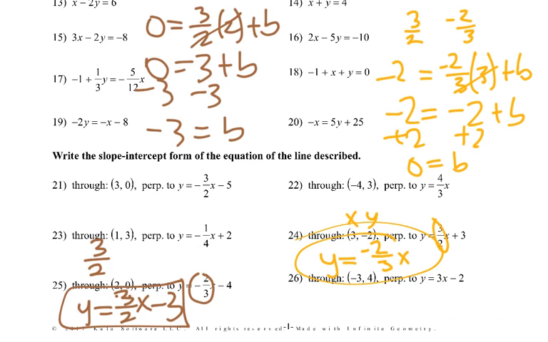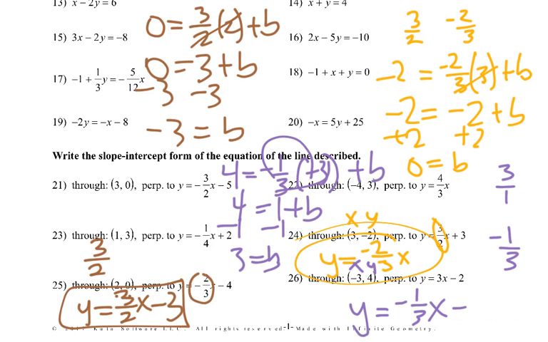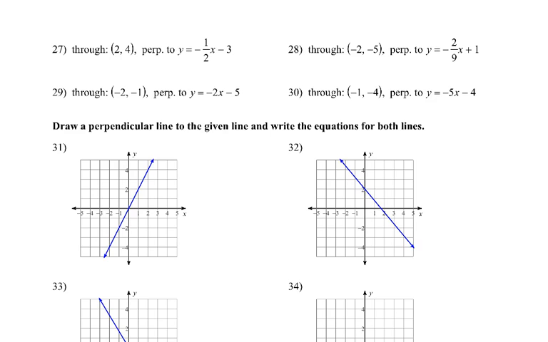And finally, the last one, slope of 3, that's like 3/1, so it would become negative 1/3. So y equals negative 1/3 x. Then we use that x and that y, and we'd go 4 for y equals negative 1/3 for slope, times negative 3 for the x, plus b. The 3's cancel, positives cancel, 1 plus b equals 4. Subtract 1, 3 equals b, so plus 3. Okay? We've got a few more to do here.